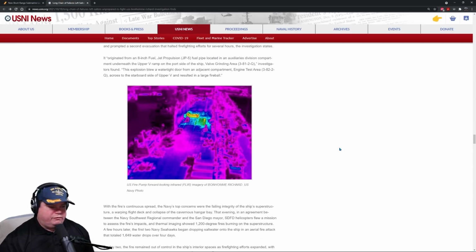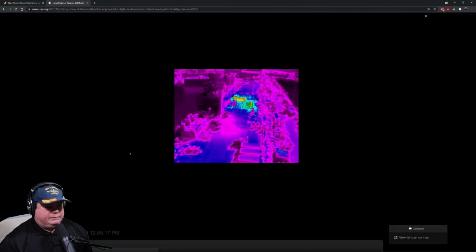This is a really cool photo from one of the helicopters that were coming to assist, looking through its forward-looking infrared. And here you can see the superstructure, not on fire yet. But clearly you can see the hot spots in the deck. And so you can see the fire clearly originated here, and it's spreading this way. Very cool photo.